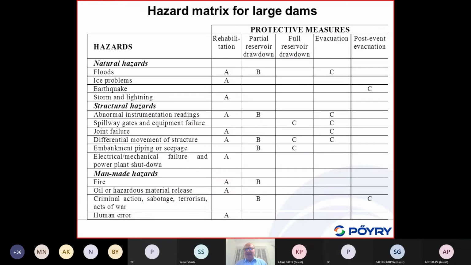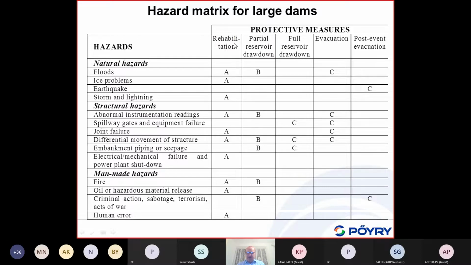Okay, so now let me look into the hazards, and this is just an introduction for the next presentation here. Basically, for different hazards, we use the so-called hazard matrix, or you can call it a morphological box or something like that. We have natural hazards, structural hazards, and man-made hazards. And what are the measures which can be taken? This is here on this axis.